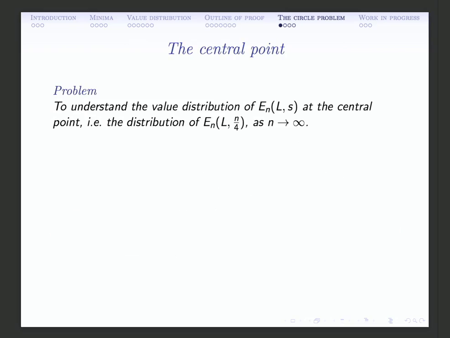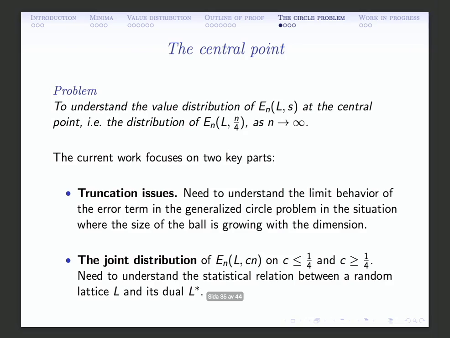So if the problem is to understand the central values of these zeta functions, then, as I said, there are, as I see it, at least two main issues. It's the truncation issue. And in terms of what I've discussed so far, that translates to something about understanding the remainder term in the circle problem. If you allow the ball you're counting your lattice points in to grow with the dimension, you need some sort of limit result for counting in larger and larger balls as the dimension grows. So that is the first issue.